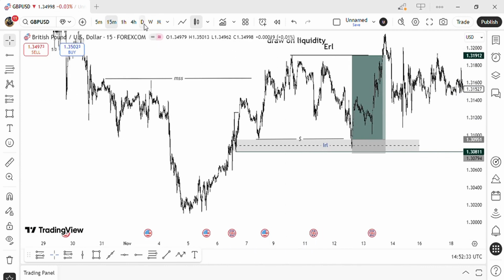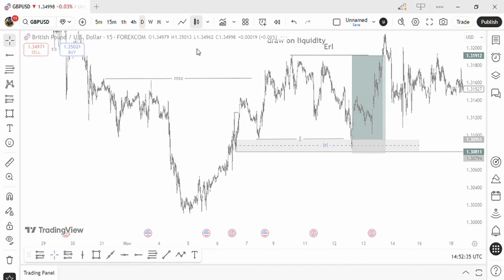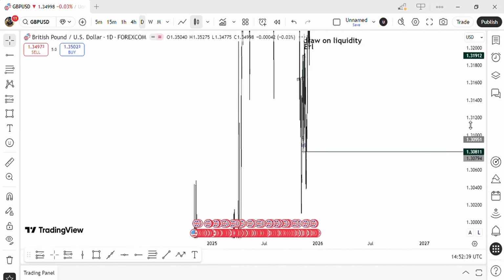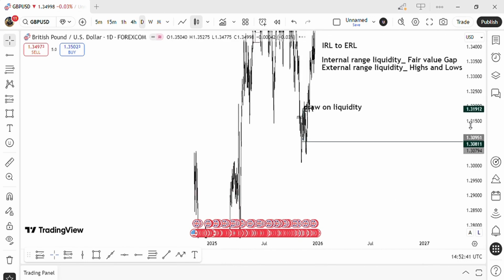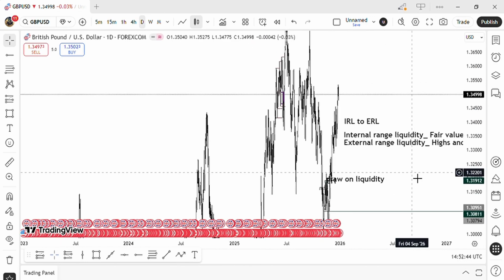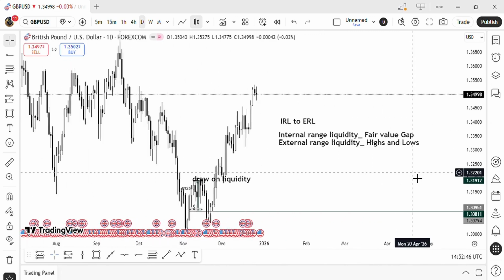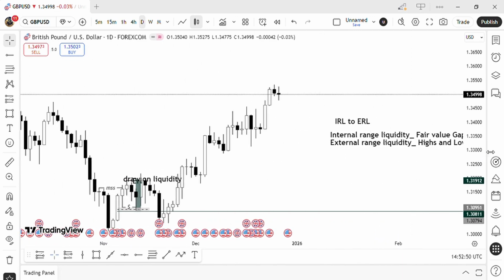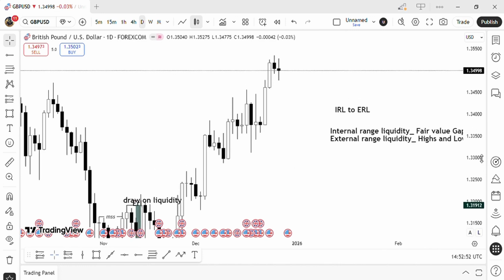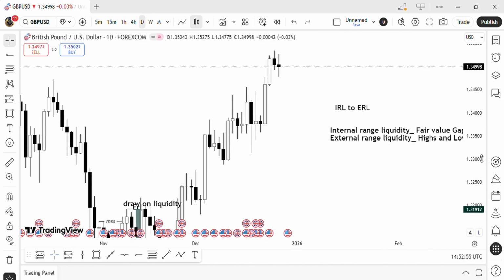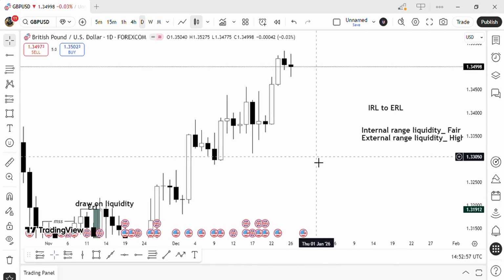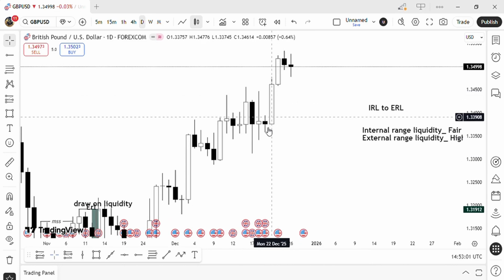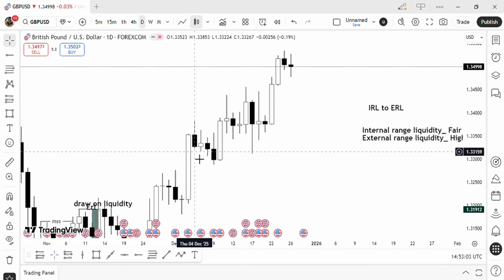So let's check out something else on GBP USD. Where else could we have used this effectively? Let's see what we have. There's something so nice here. I think I also see this. So look at this price.